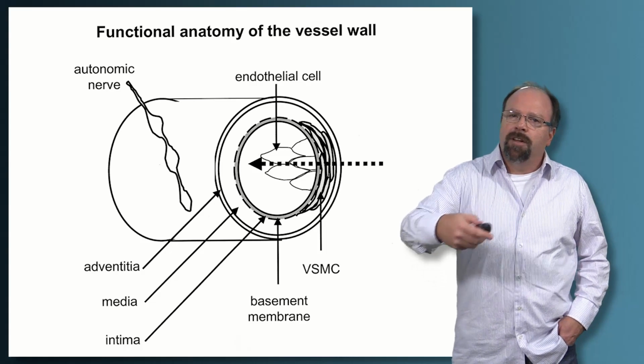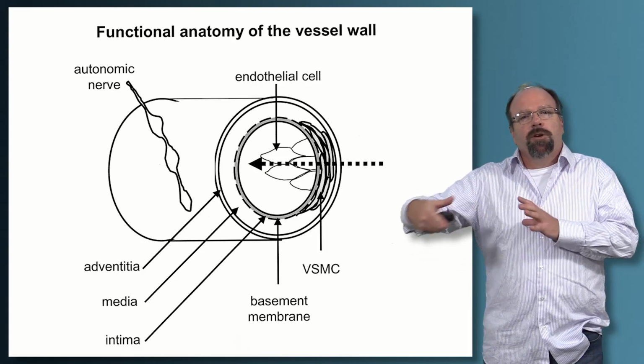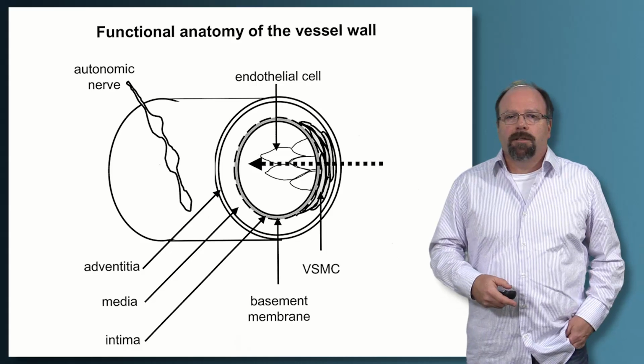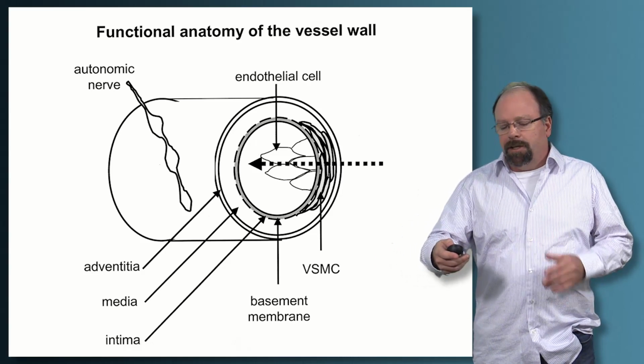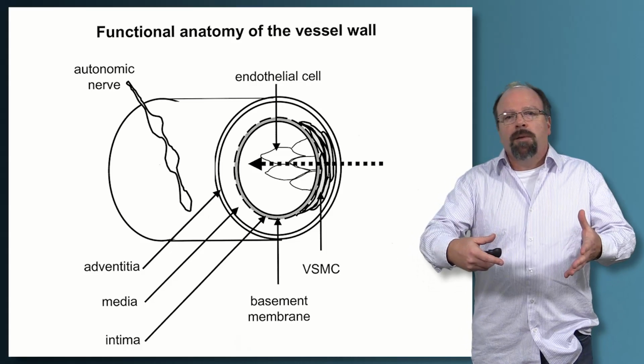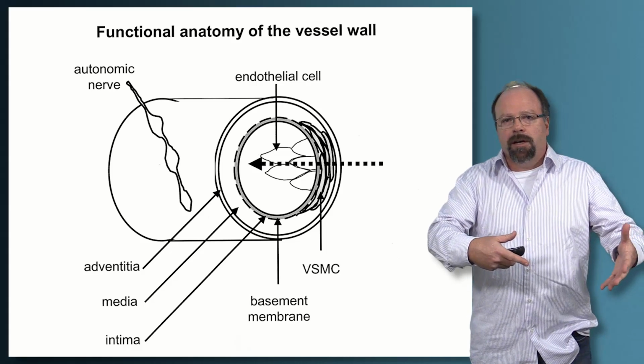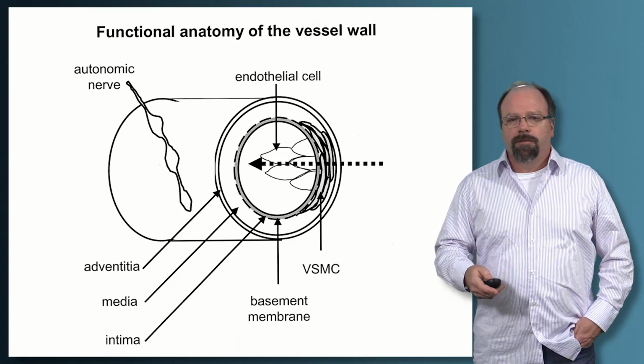And lastly, the adventitial layer is sort of the exterior coating of the blood vessel. It's made up of fibroblasts, extracellular matrix, and as you can see from the diagram, autonomic nerves interact with this area to help control blood vessel function.